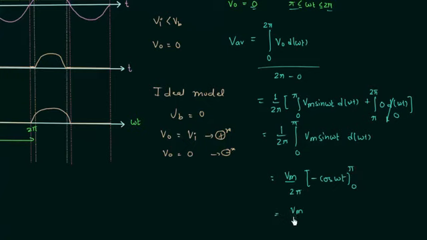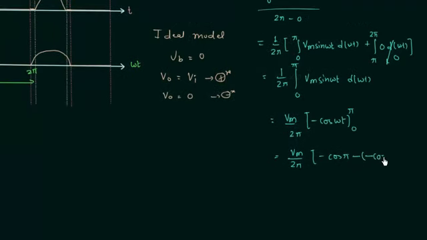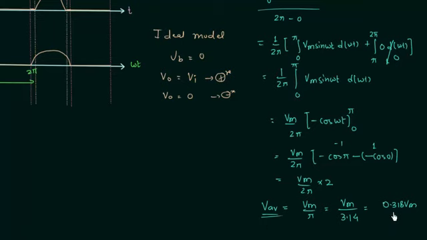So finally we have Vm divided by 2 pi inside the bracket minus of cos pi, the upper limit, minus of cos 0. When you solve this, you have Vm divided by 2 pi multiplied by 2, because cos pi is equal to minus 1, cos 0 is equal to 1, so we have 1 plus 1, which is equal to 2. So V average is equal to Vm divided by pi, or I can write Vm divided by 3.14, and this is equal to 0.318 Vm. So the average output voltage is equal to 0.318 of Vm, the maximum or peak voltage.